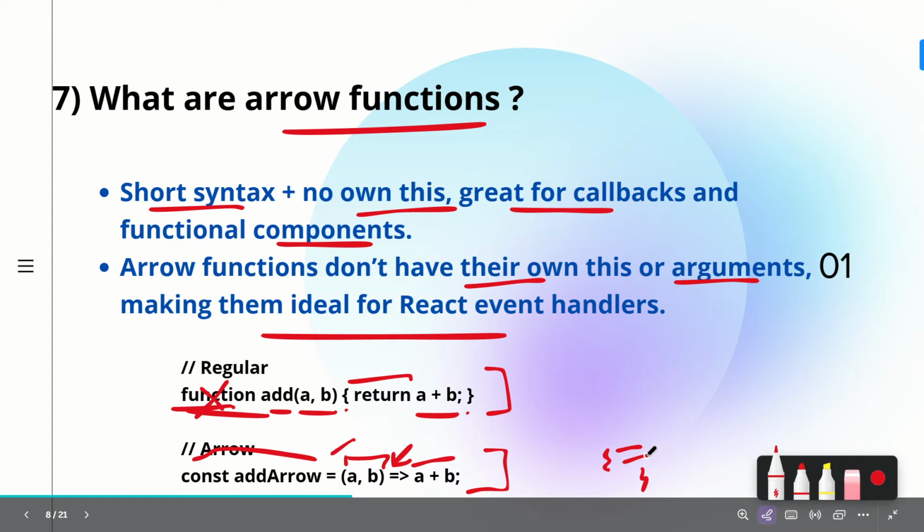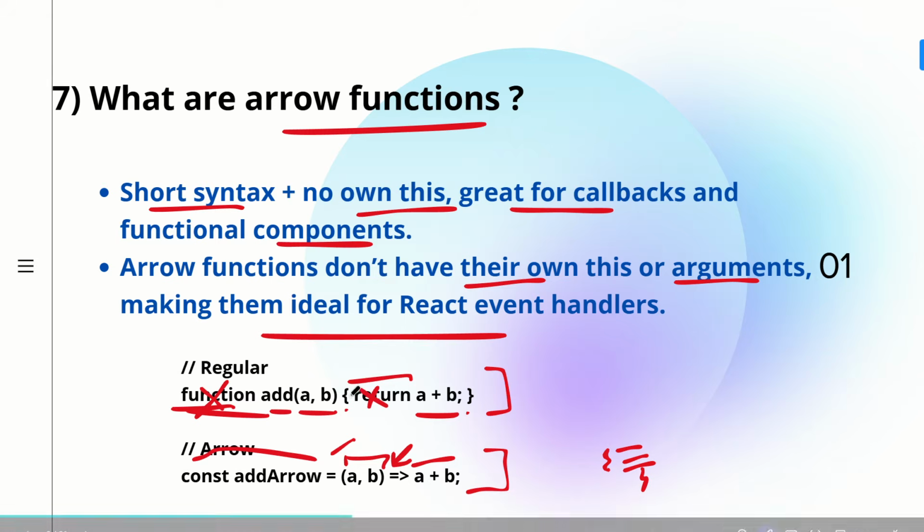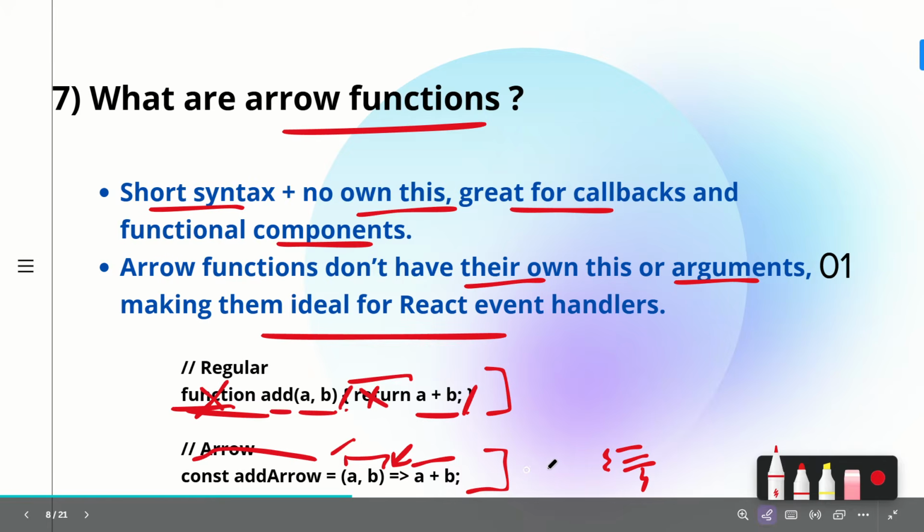Since here we have only one line functionality, that is why we have dropped this return keyword. Also we have dropped the curly braces. So this is not required only if you are having one line of your logic for a function, but in case it's more, you can write curly braces, and in separate lines you can write your logic. So this is called as arrow function.